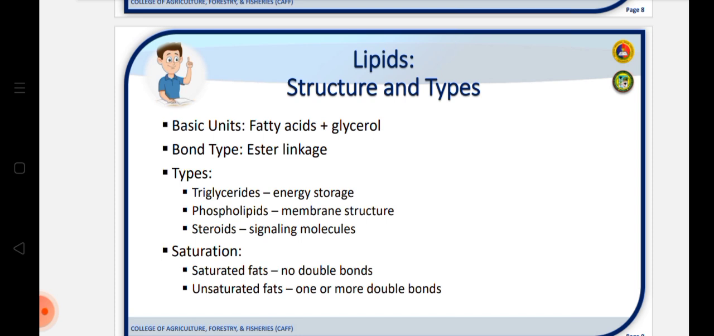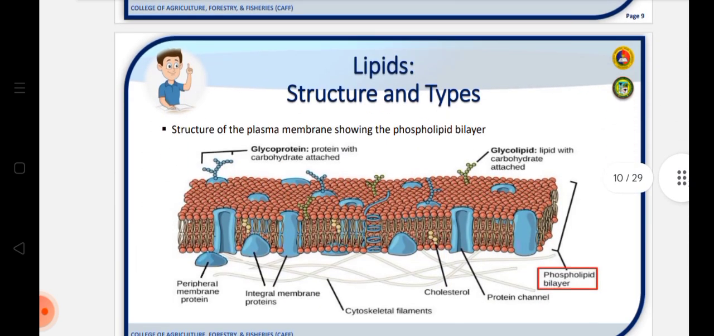Next one, we have unsaturated fats. Okay, they have one or more double bonds. So unsaturated fats have one or more double bonds. This introduces kinks in the fatty acid chain, making them more fluid, and they are found in plant oils and fish oils. Okay, let's proceed.